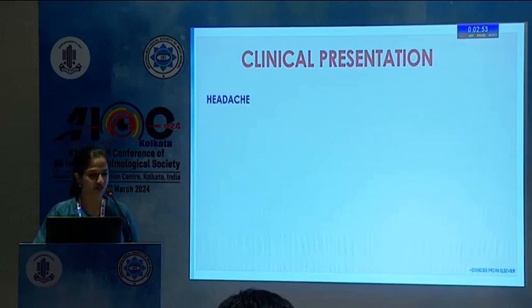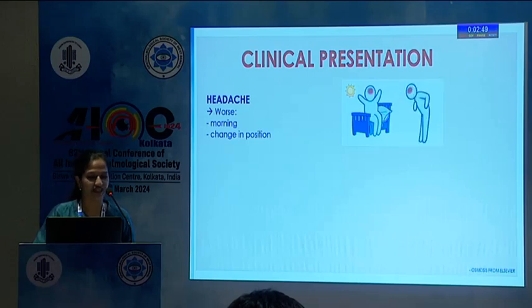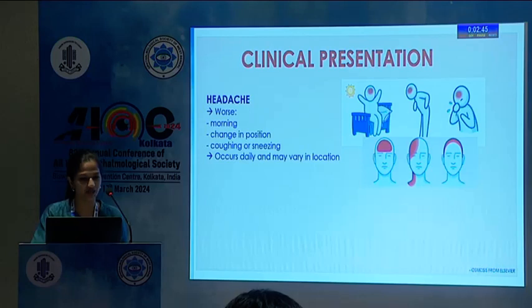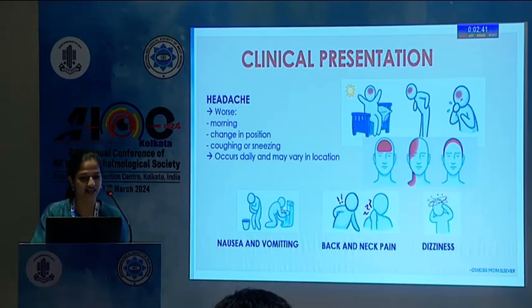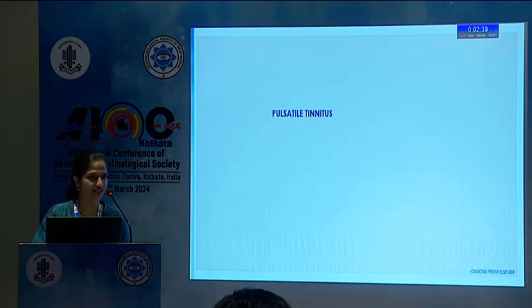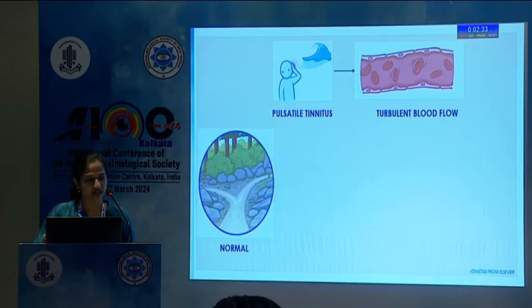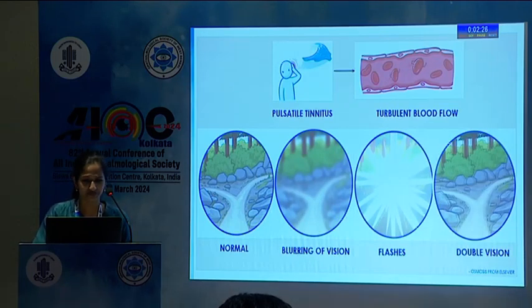The patient presents with headache most commonly, which is worse in the morning and can worsen with change in position, coughing or sneezing, and can occur daily and may vary in location. The other features are nausea and vomiting, back and neck pain, and dizziness. The patient can also present with pulsatile tinnitus, which occurs due to turbulent blood flow in the arteries. The other vision related problems are blurring of vision, flashes, and double vision.